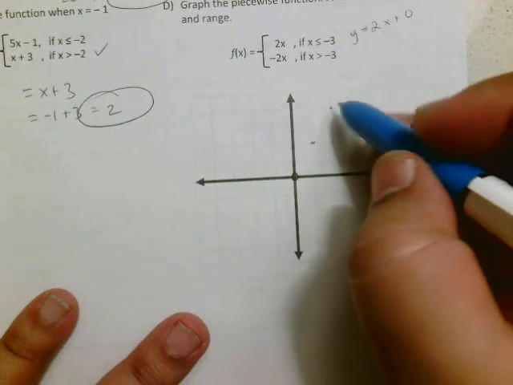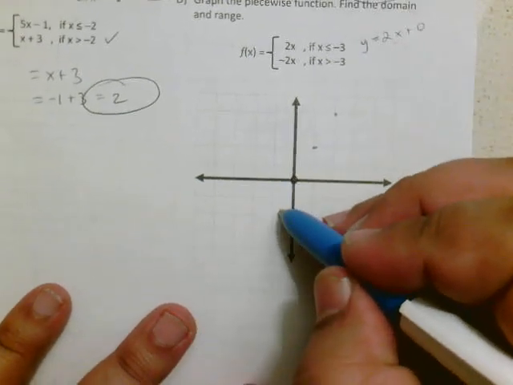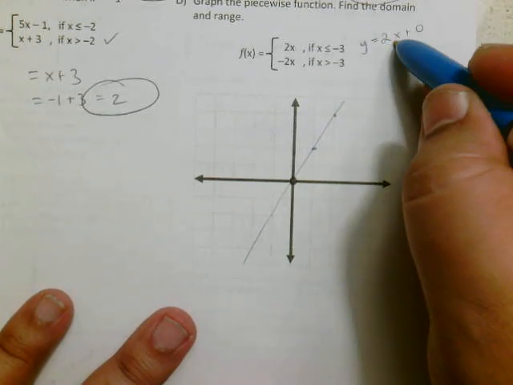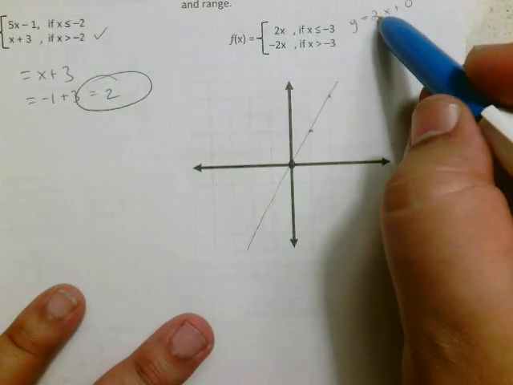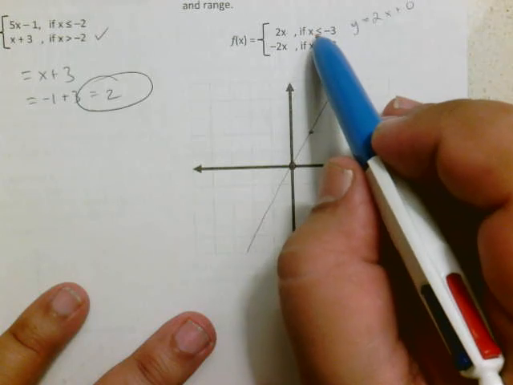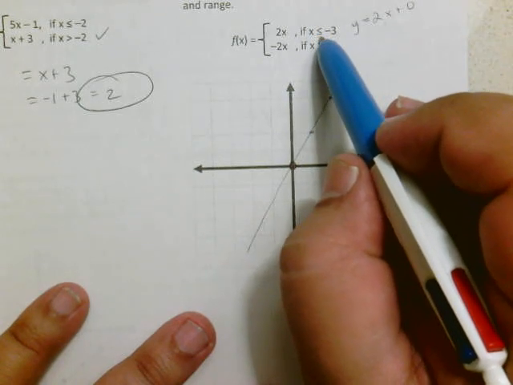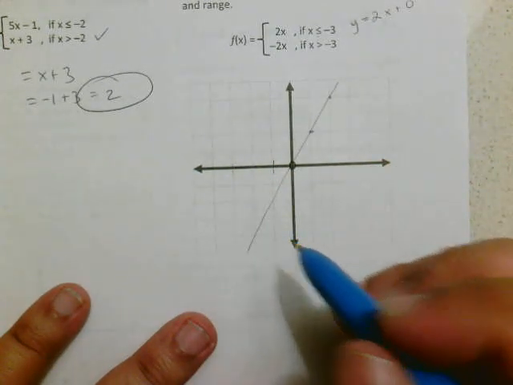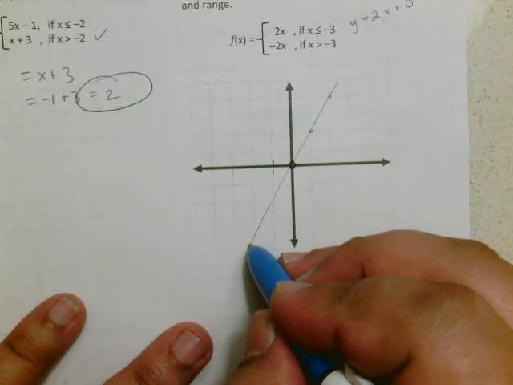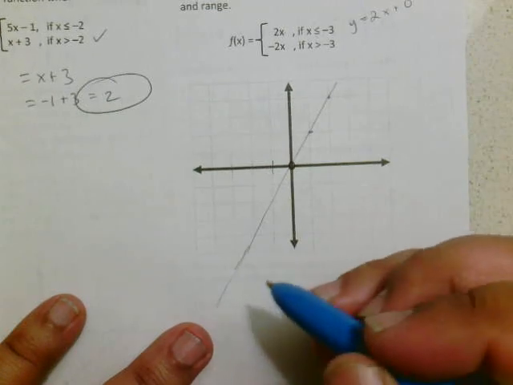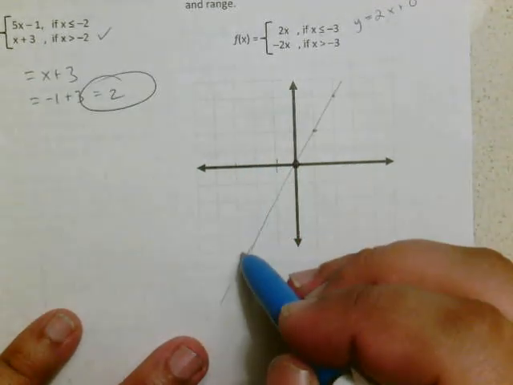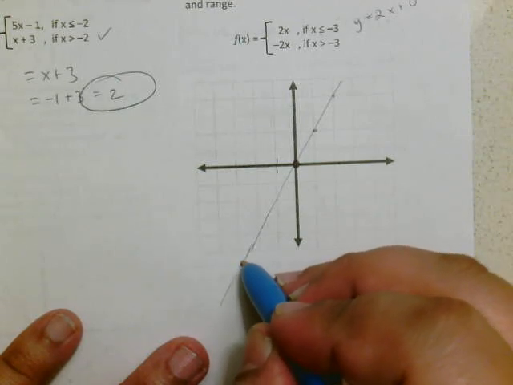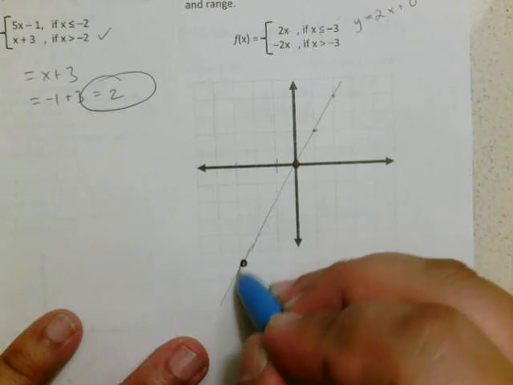Alrighty. So this, I'm going to do it real light now. That is this line. But this line only exists for all of the x's less than -3. So here is 1, 2, 3. So this would keep going all the way through. And when x is -3 down here, this is our line.